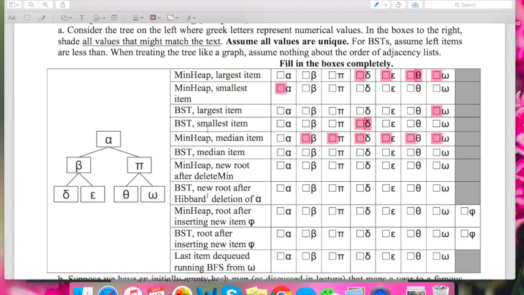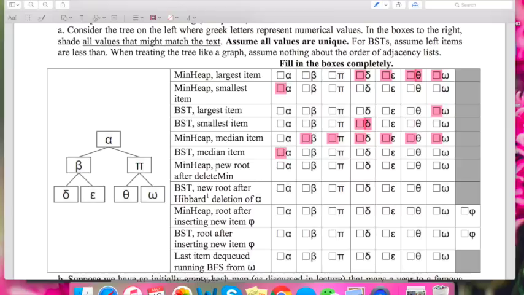BSTs though, they're a little bit different. For this BST, we know that everything on the left of alpha is going to be smaller than it. Everything on the right of alpha is going to be larger than it. So alpha is really just sitting at the middle. It's got 3 items smaller, 3 items bigger. So therefore, it's the median item. It's the median item out of the 7.